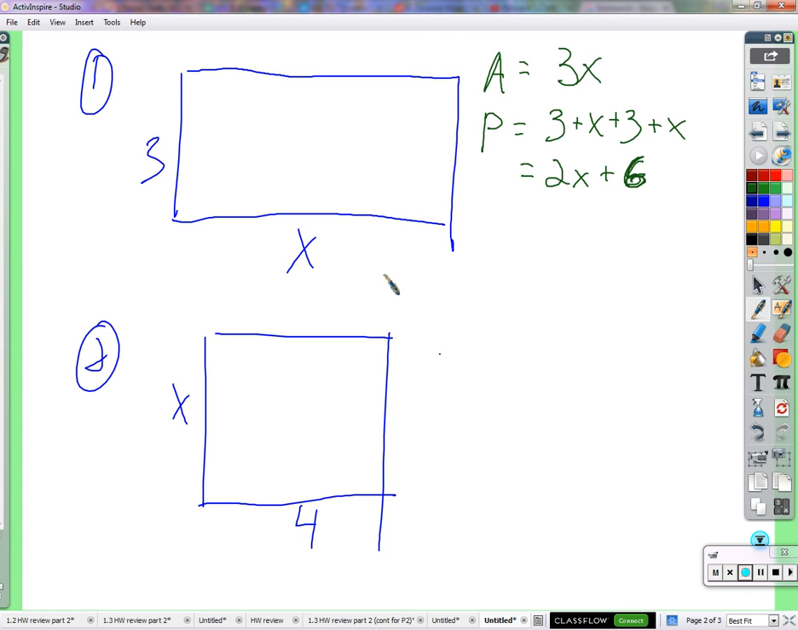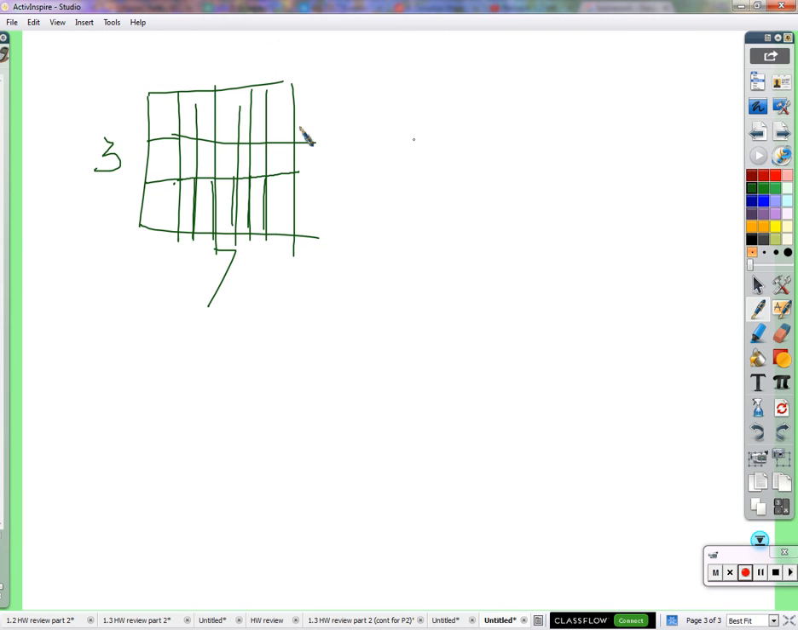We don't need to worry about, like, this is what I do. If you don't know what you're supposed to do, you've got to step back and say, what am I trying to figure out here? What am I trying to find? And we're trying to find the perimeter. And the perimeter is the distance all the way around. Distance all the way around is this distance plus this distance plus this distance plus this distance.